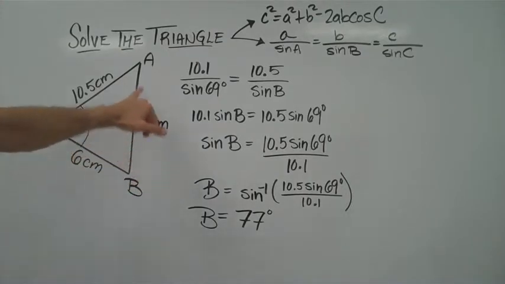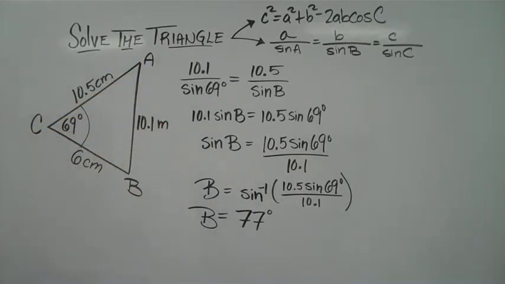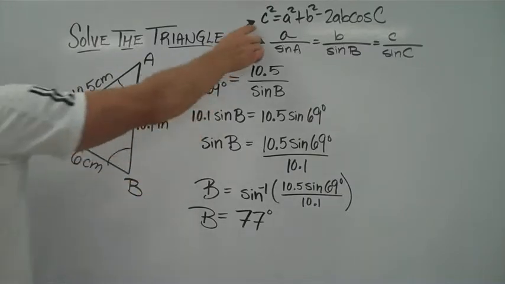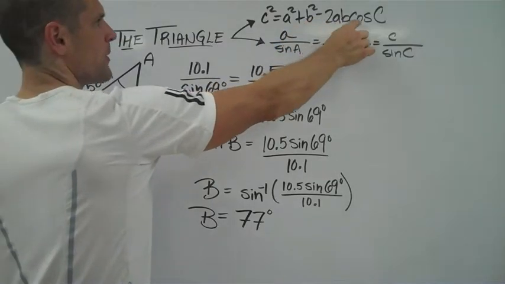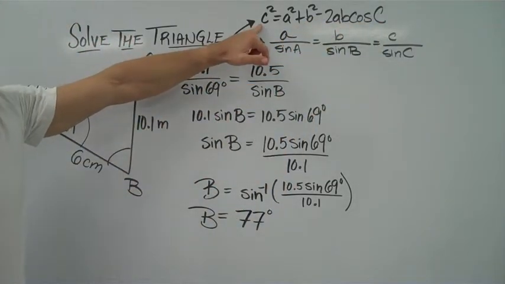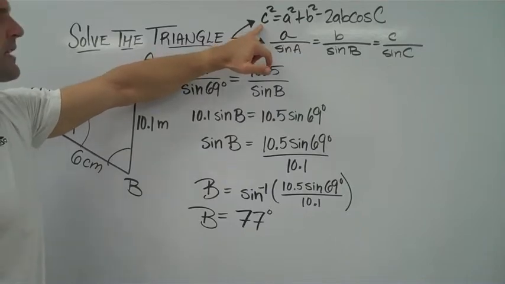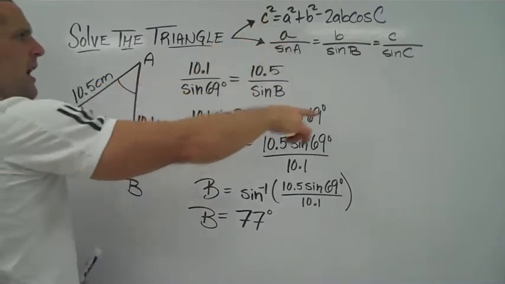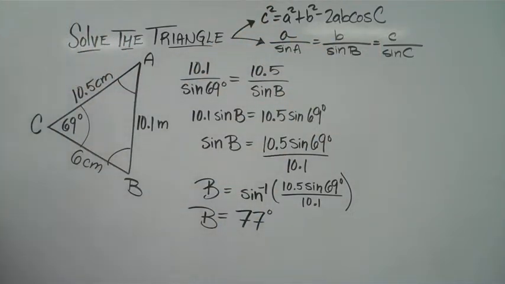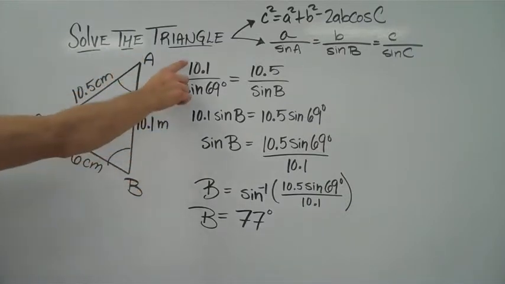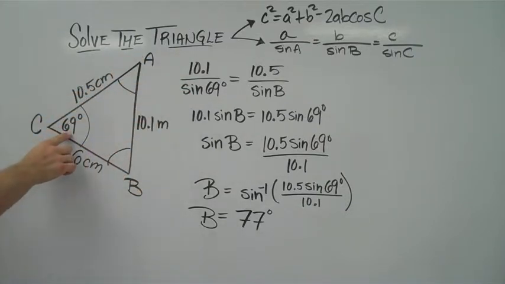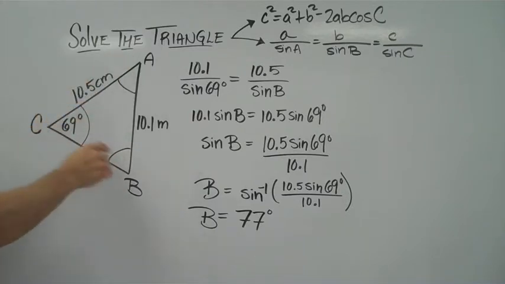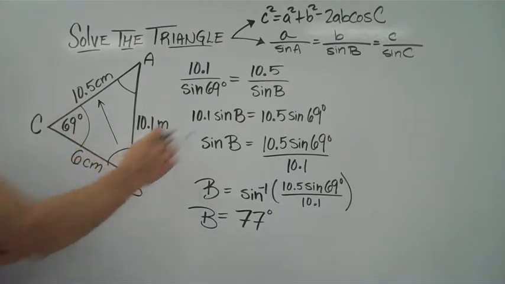Now that we found that side C is 10.1 meters, we can then go after these two angles in order to solve the triangle. Well, I used c squared equals a squared plus b squared minus 2ab cosine c, the cosine rule. Remember, we use that when we have side, angle, side, or side, side, side. And now to find these angles, I can use my sine rule, which is a over sine a equals b over sine b equals c over sine c. Well, I took c, which is 10.1, over sine c, which is sine 69, equals 10.5 over the opposite side, which is angle b. So 10.5 over sine b.